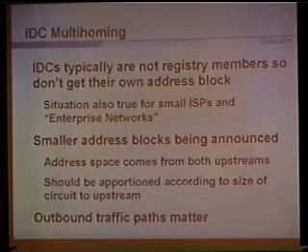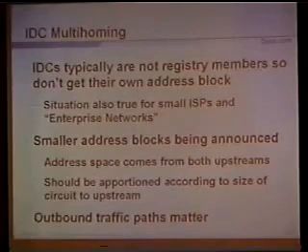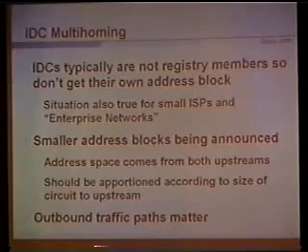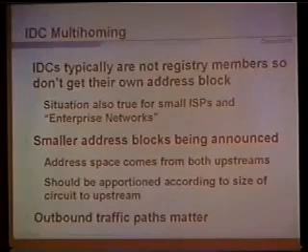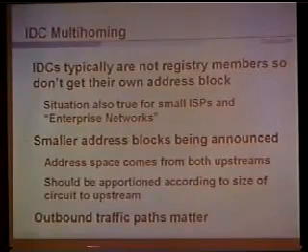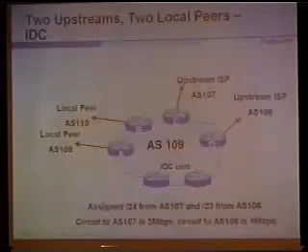Smaller address blocks are being announced. Address space comes from both upstreams. And actually, I mean, it's worth trying to apportion address space according to the size of the circuit to the upstream. I mean, if it's a typical IDC, I suppose, the ones I've seen, tend to have about the same amount of traffic from each /32. Or at least they can proportion it out quite usefully like that. So apportioning the size of address space to the size of the circuit makes some sense.